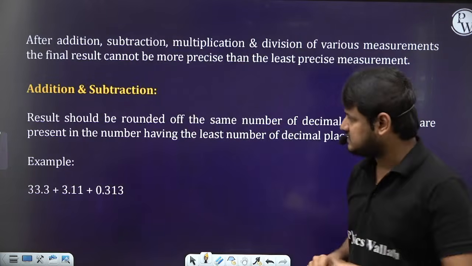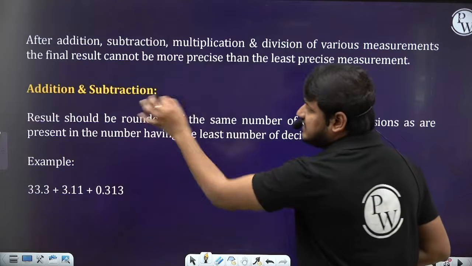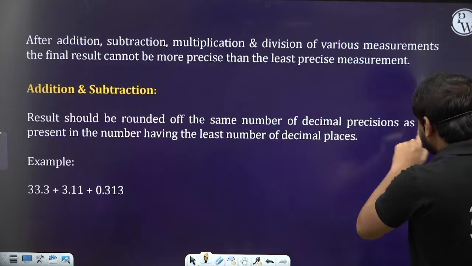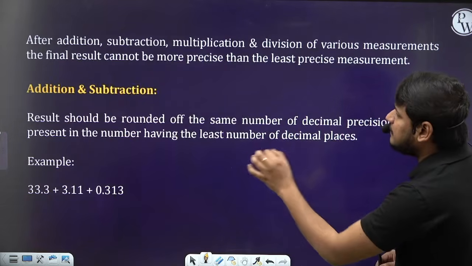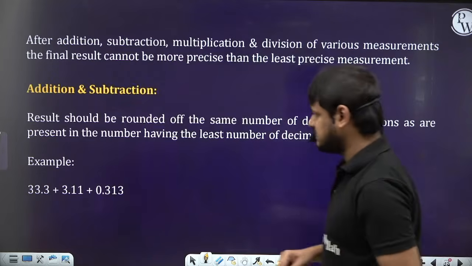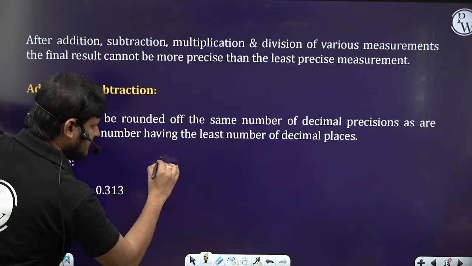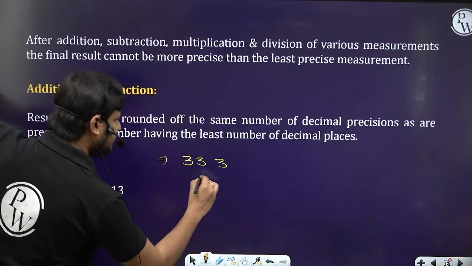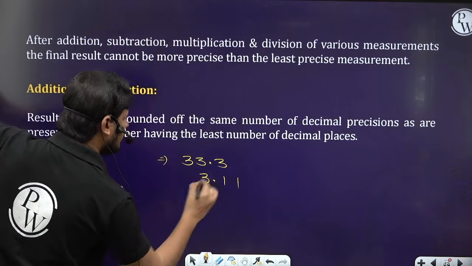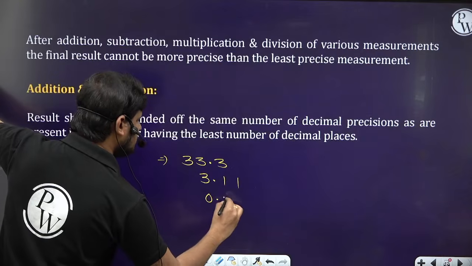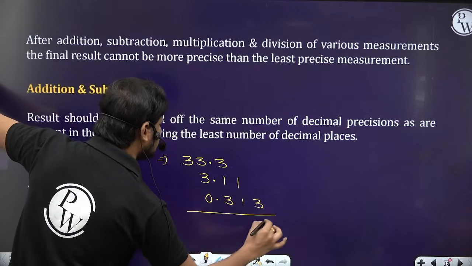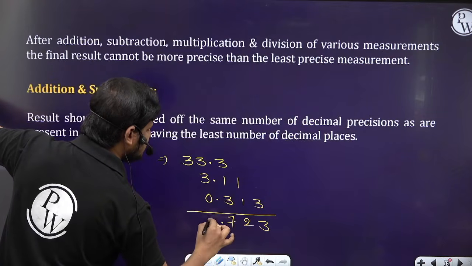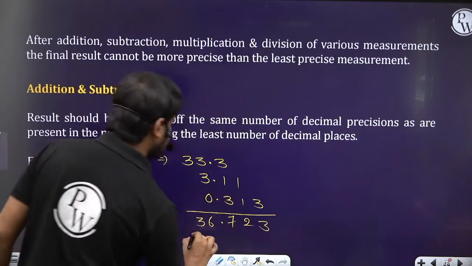I'll explain through an example. See here. In the case of addition and subtraction, the result should be rounded off to the same number of decimal places as are present in the number having the least number of decimal places. First understand this through an example. We have 33.3, then 3.11, and then 0.313. So just add them.